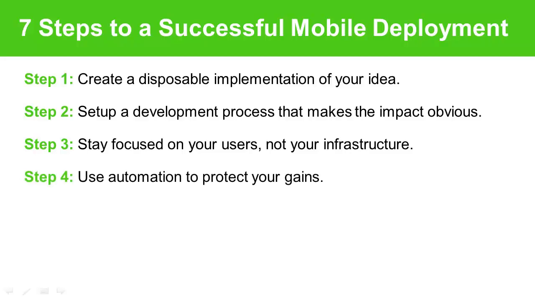Step 4. Use automation to protect your gains. As apps evolve, things accidentally break. It happens. And as we engage with more and more devices, it's really easy to not even be aware that you broke something. Use automated functional testing to continuously check the health and wellness of the features in your app across multiple devices.